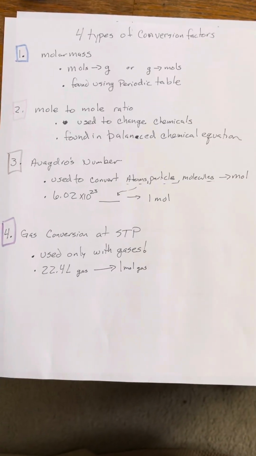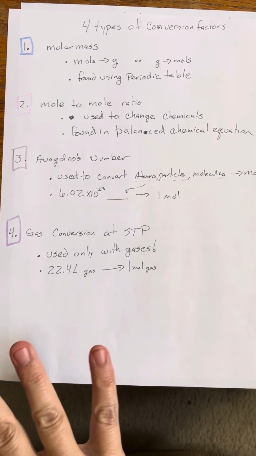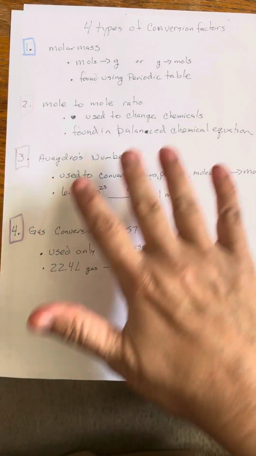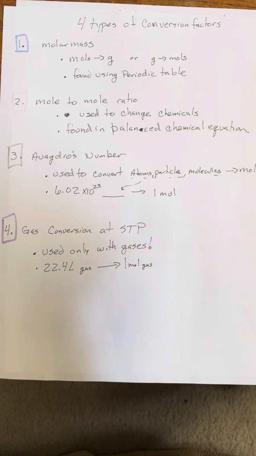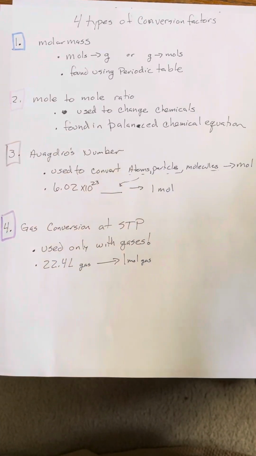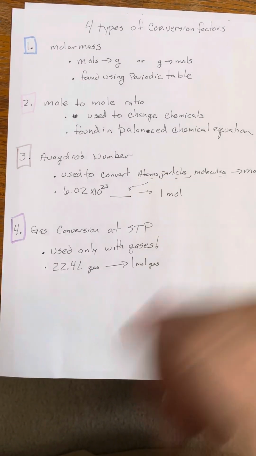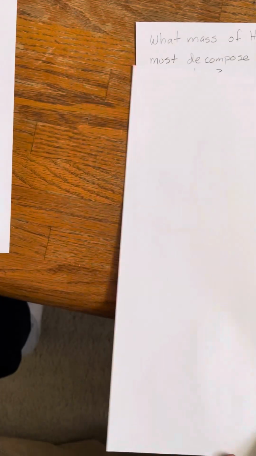So those are the 4 ones that you're going to be dealing with, and stoichiometry is just using these 4 different conversion factors to get to whatever thing you're looking for. And that's the trick, is to figure out which one you need to use. So let's look at this problem.